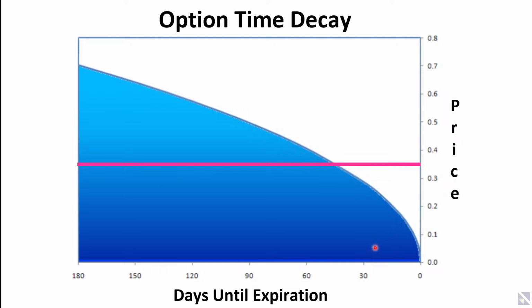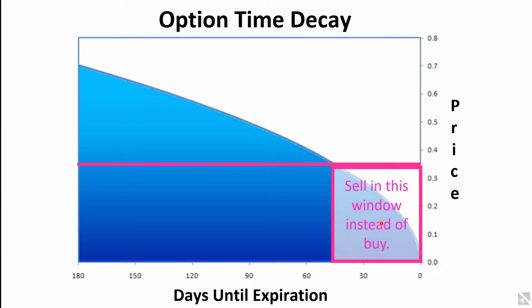Now, why do buyers buy options with less than 45 days to expiration, so little time left? Well, they do it because the options are cheaper. It's like buying a lottery ticket, but by doing this, you're stacking the probability against you. So instead of buying options in this window, we are going to sell options in that window. Now, to be more specific, I'm going to sell options that are 21 to 45 days away for the majority of my trades. That's the sweet spot right there, that 21 to 45 days.